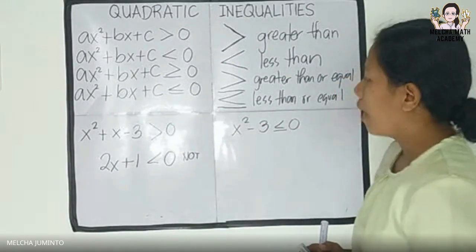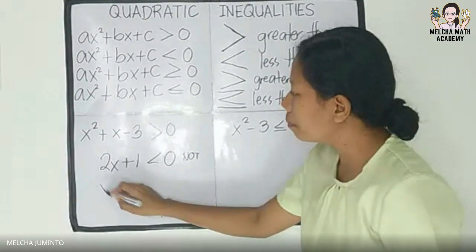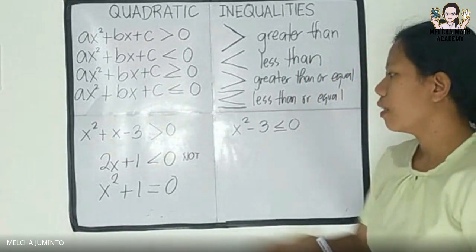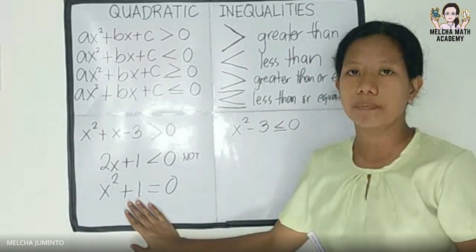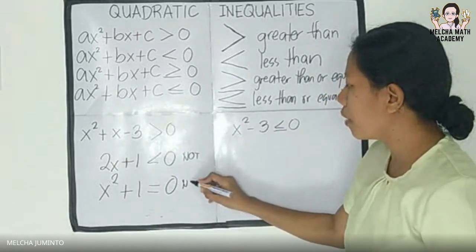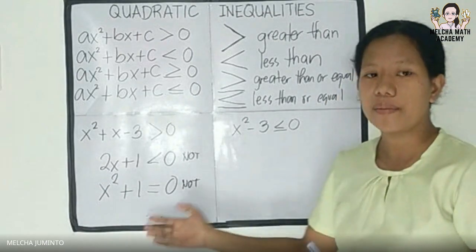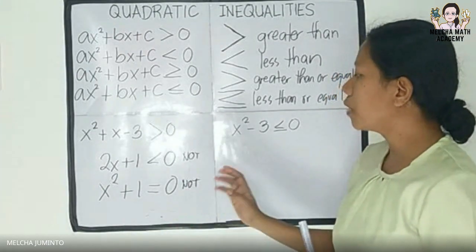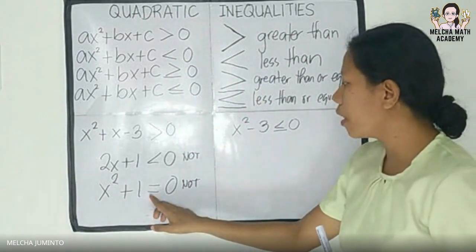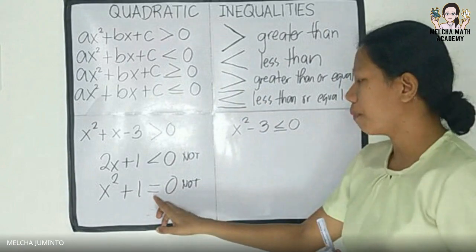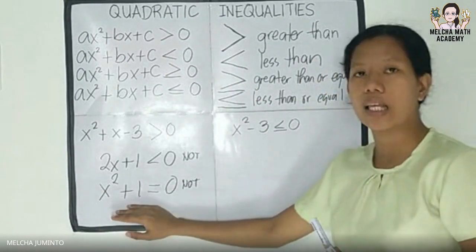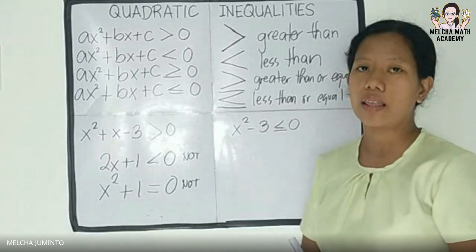Next, let's say for example this one, x squared plus 1 equals 0. Is this a quadratic inequality? The answer is also no. This is not a quadratic inequality. Why? The reason is that we don't have any of these four symbols, because the symbol here is an equal sign, meaning this particular statement is a quadratic equation, not a quadratic inequality.